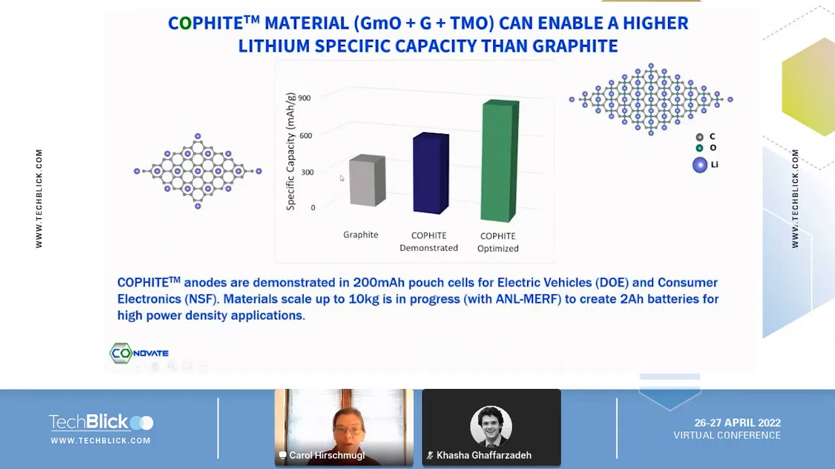The optimized 100% GMO would be this COphite optimized. What we're generating in the lab is a demonstrated capacity of around 600 because our material is actually a composite of materials: this graphene monoxide, graphene, and a transition metal oxide. So we've demonstrated that this works in 200 milliamp hour batteries, and we're in the process of scaling up to 10 kilogram batches in collaboration with Argonne National Laboratory and MERF, which I'll mention a little bit later as well.